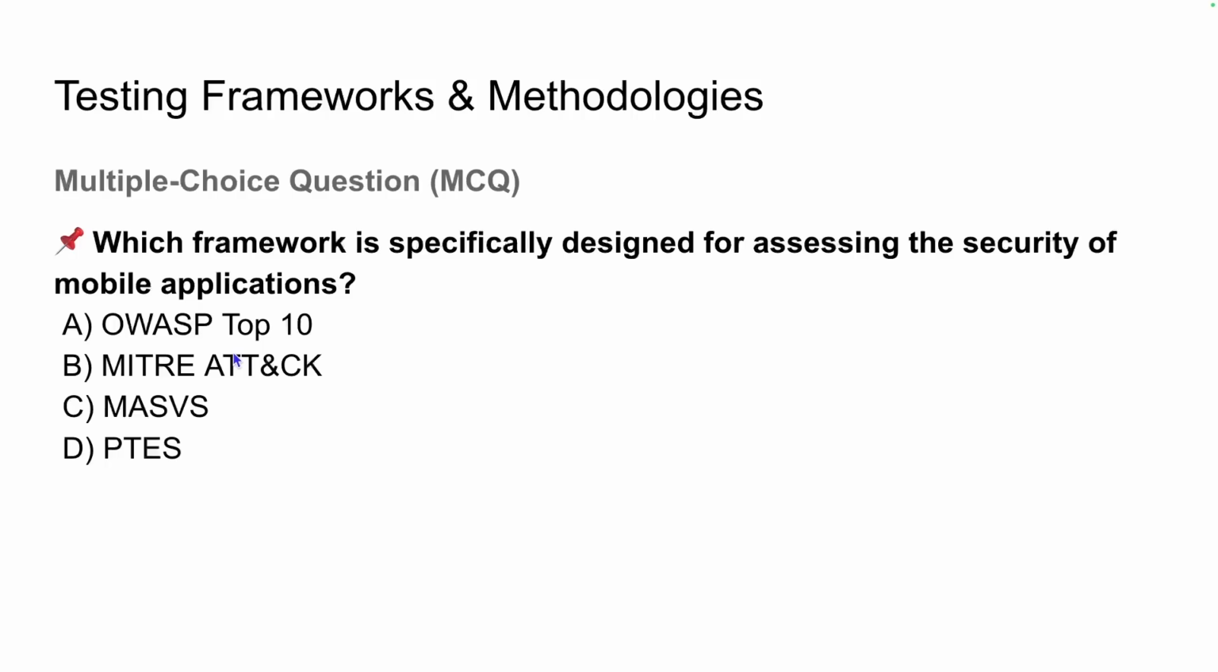Very good. Which framework is specifically designed for assessing the security of mobile applications? So MITRE ATT&CK was the attack map, right? It has tactics, techniques, procedures. PTES was, again, I forgot what it was, penetration test something. MASVS is mobile application security, so that's definitely the one. OWASP top 10 is for web application security. So we will do C, MASVS.